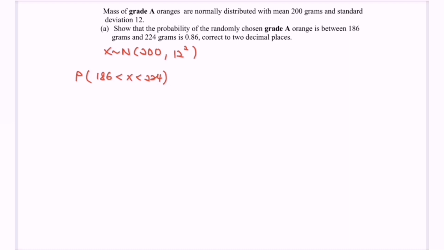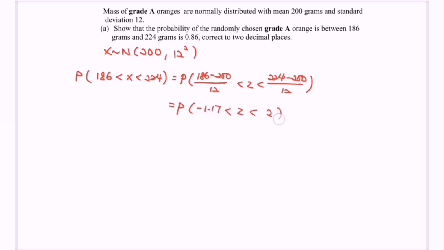The question asks us to show, so we have to show the steps. First, what we have to do is to standardize the situation. So the probability is 186 minus 200 over 12, Z, 224 minus 200 over 12. Kindly simplify the situation. So we will have negative 1.17, then we have 2. Kindly refer to the table or the diagram. Here we have negative 1.17, here we have 2. Shade the region. So rewrite the formula and eliminate these parts.